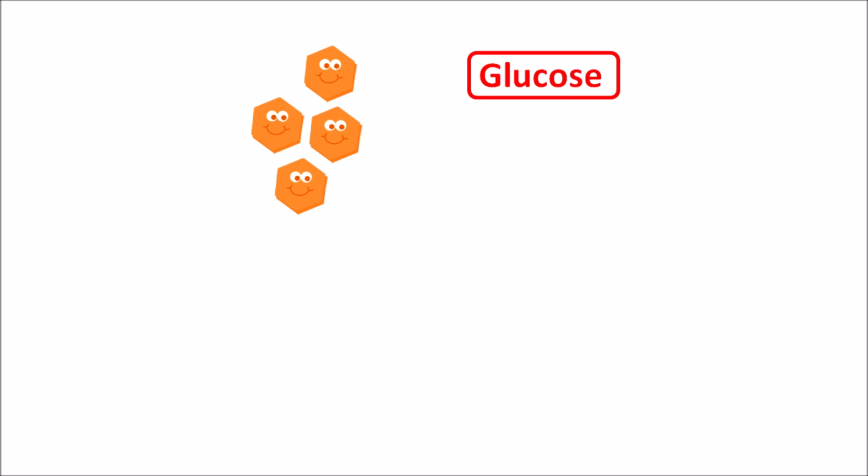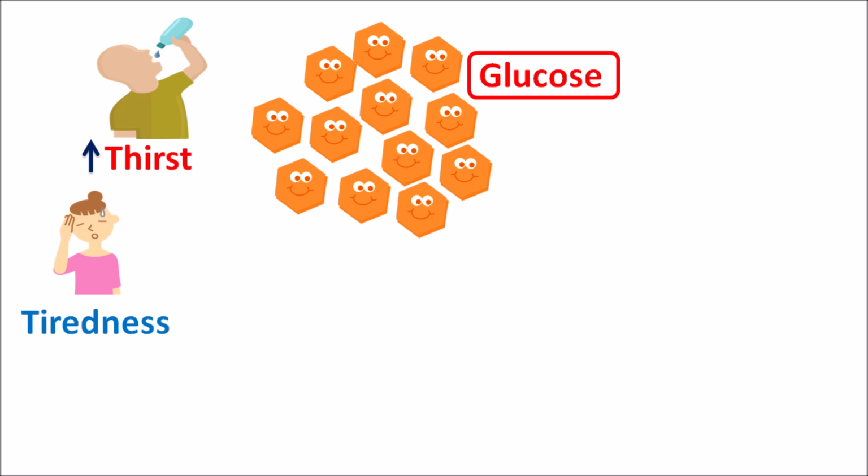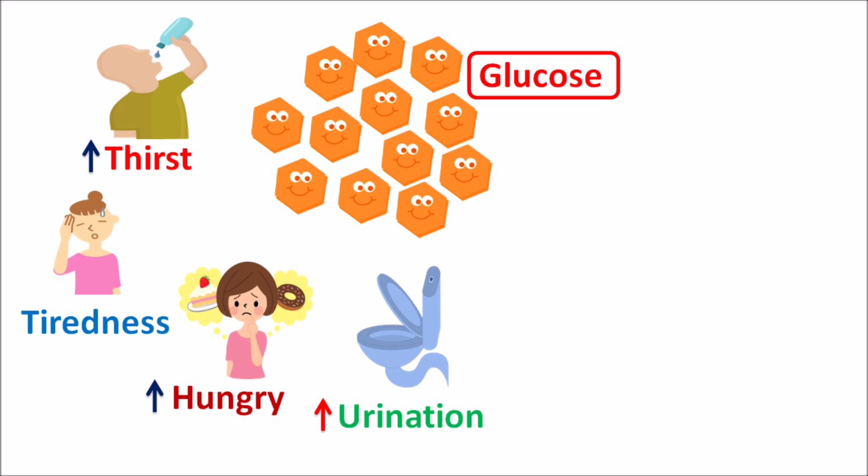So glucose is one of the essential molecules for the source of energy, but when these glucose levels are excessively increased, it can produce a few symptoms in the patients, resulting in a condition called diabetes. So with elevated glucose levels, we can observe increased thirst, unexpected tiredness, increased hunger, and increased frequency of urination.